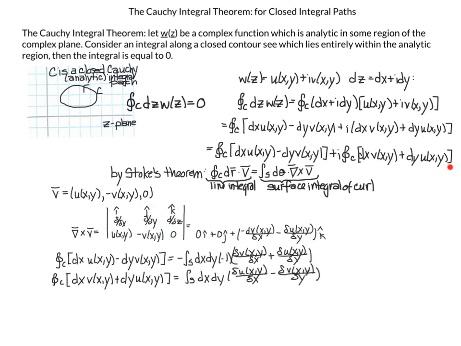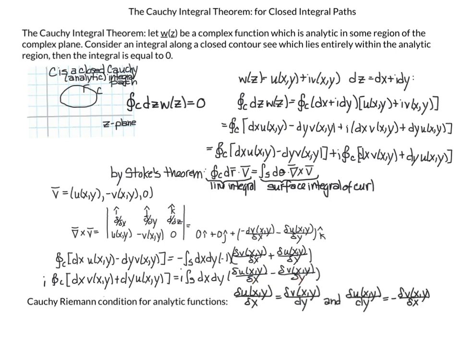Similarly, I can take this integral here, and so I dropped the i. Okay, let me put an i here. So I have our i, and then integral over c of dx v of xy plus dy u of xy. I can apply Stokes' theorem. I can take the curl, apply Stokes' theorem, and this is what I'll get. The surface integral dx dy, partial derivative of u with respect to x, minus partial derivative of v with respect to y.